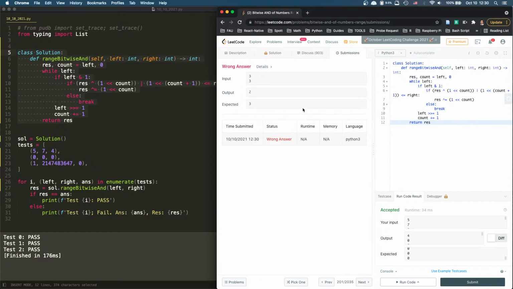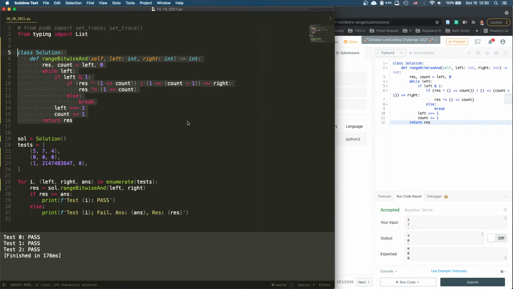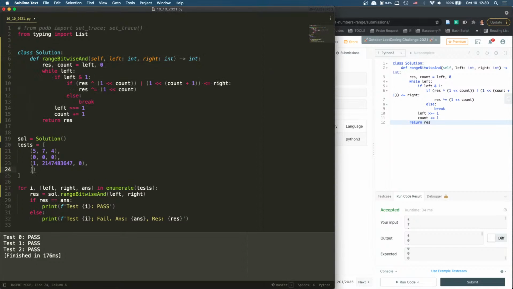Jeez. Output 2, expected 3. How does that happen? Man, this is such a simple question. I got stuck. Yep, this one is wrong. 3, so 1, 1, right? So 1, 1, 1, 1. I should check this myself.